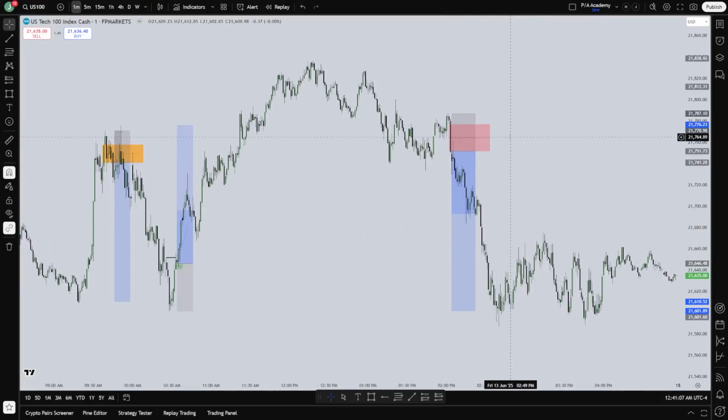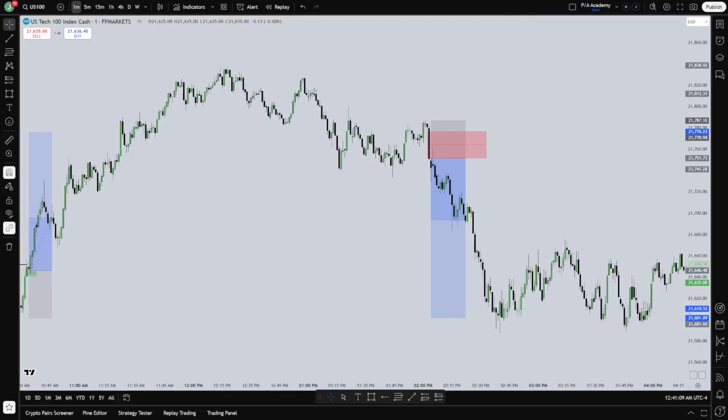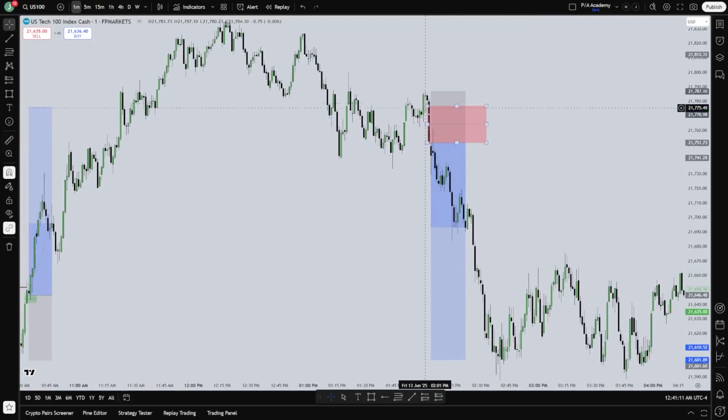As you guys know, for the entries, I use a fair value gap, which is this right here, the gap in price where there are no wicks overlapping. You guys could use other things like an order block or a volume imbalance.